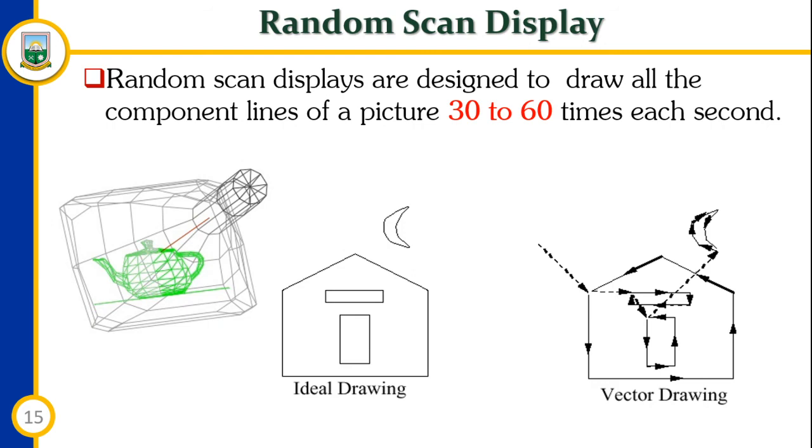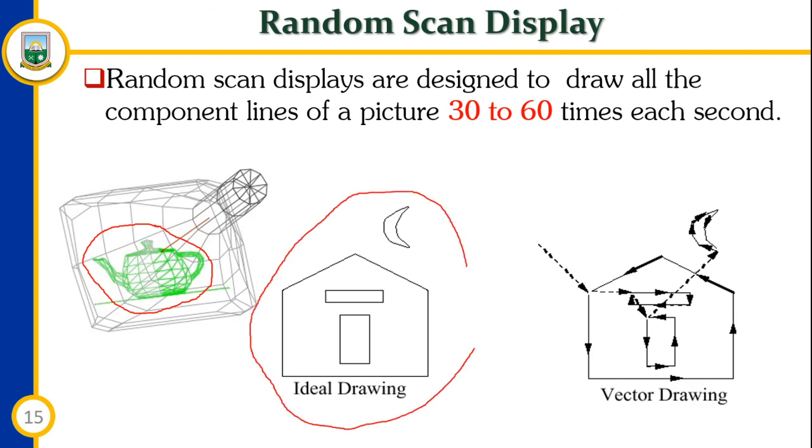So assuming we have the teacup over here, or a kettle that you see over here, you can see this is the cathode ray tube. So the electron beam is fired onto the screen, and because it's a line segment drawing, it draws the kettle in the form of light. So ideally, let me use this as an example. Ideally, this is supposed to be the ideal drawing.